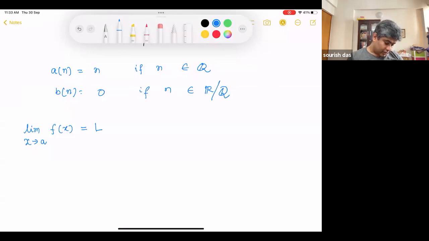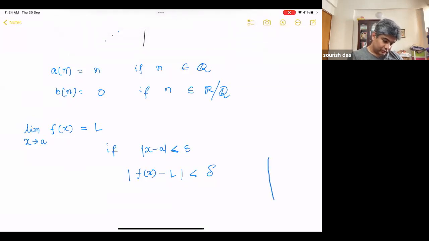And essentially, what does it mean? It means that if |x minus a| is very small, less than some epsilon, then you can effectively say that |f of x minus L| is less than some delta. Correct? This is the idea of limit.